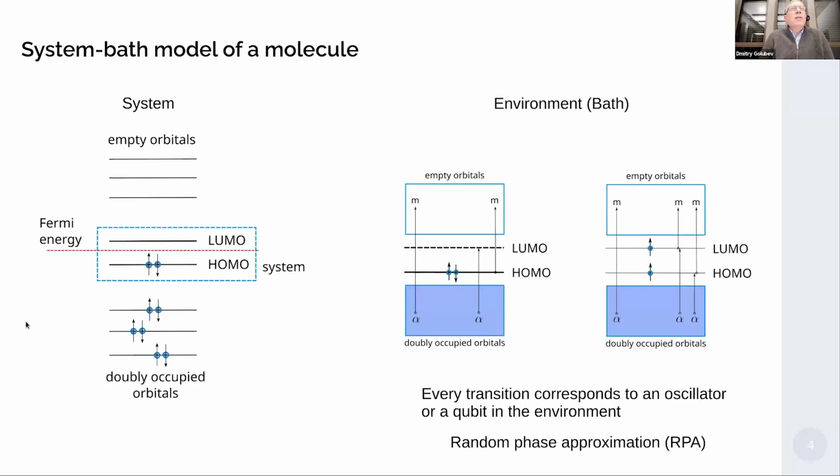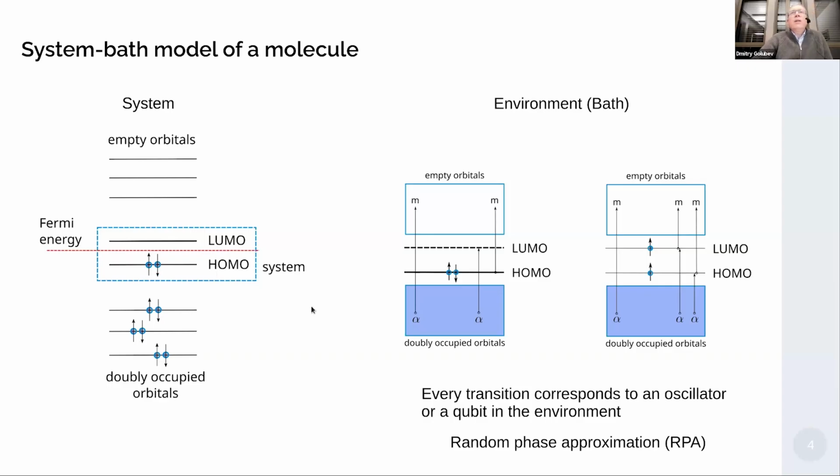Now, what is a system-bath model? A bit more details about that. So if we take the original Hartree-Fock simulation, we have a set of energy levels with energies shown by horizontal lines. Every orbital below the Fermi level, this red line, is doubly occupied by a pair of electrons. And we just select the orbital just below the Fermi level and just above the Fermi level. These are so-called HOMO-LUMO orbitals. HOMO is highest occupied molecular orbital, LUMO is lowest unoccupied molecular orbital. And these two orbitals, together with 2 electrons populating them, is our system.